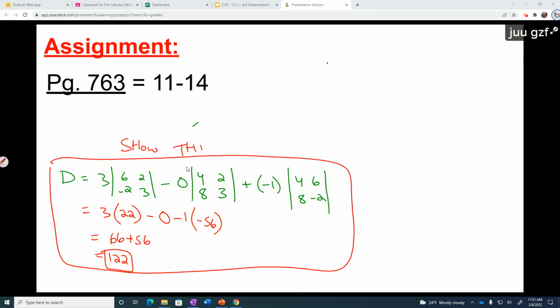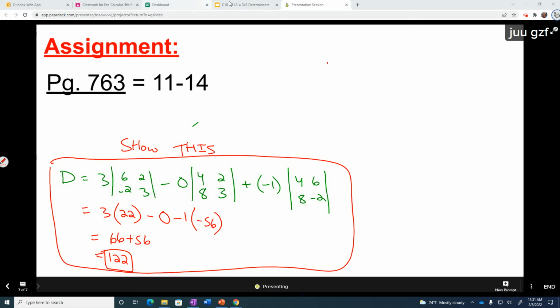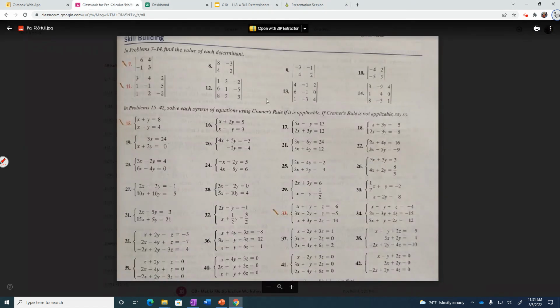Show this, at least this much, and then plug it in the calculator. Check your work. If you want to work with someone, definitely fine. Work together, talk through it. It's good. And I think it's already up there. Yeah. And your picture of it is there too. So it's going to be these 4 of the 3x3s.